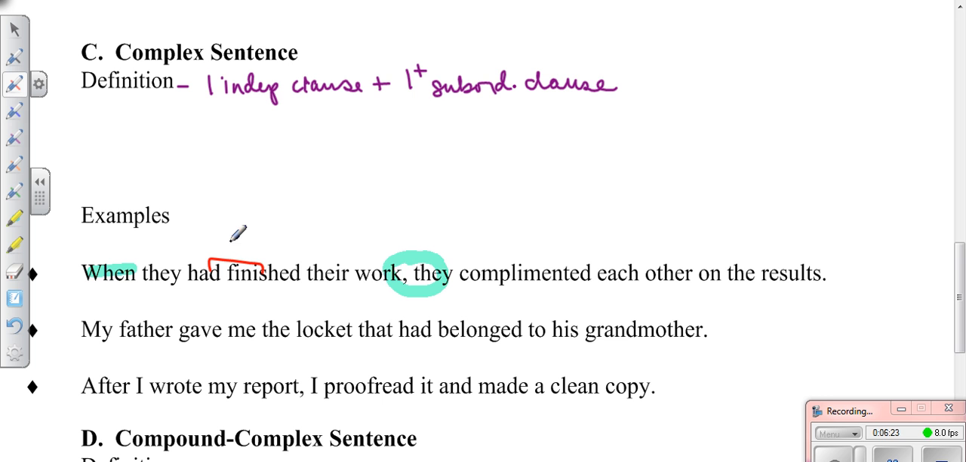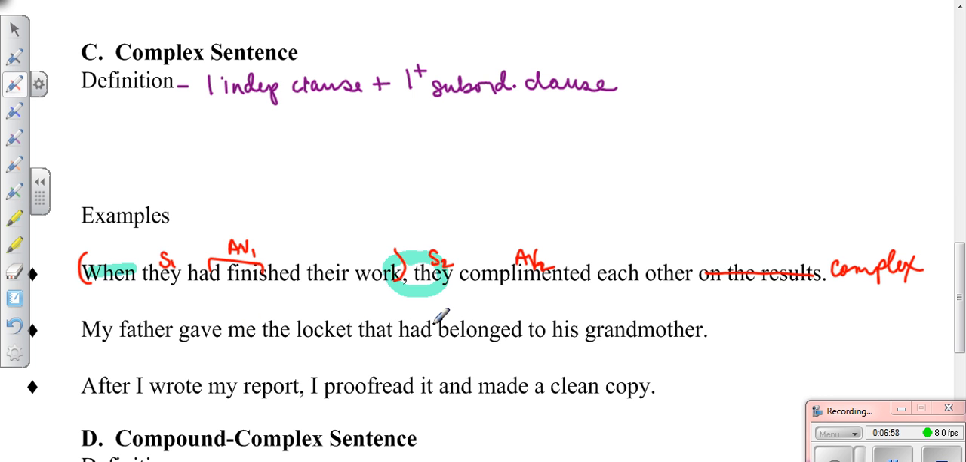So had finished, action verb. Who had finished? They had. Complemented, action verb. Who complemented? They complemented. There's no other verb pairs. So I have two pairs of subjects and verbs. So I either have a complex sentence or a compound sentence. When they had finished their work can't stand on its own, so that makes it subordinate. So I have one subordinate, one independent. This is a complex sentence.